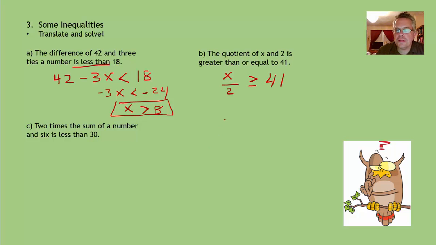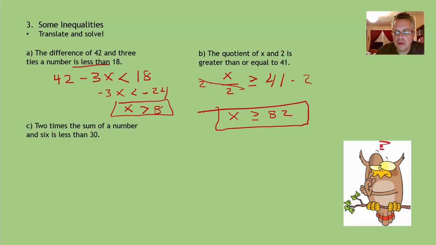Okay, so this is a one-step one. All we got to do is multiply both sides by 2. We have x divided by 2, so we're going to multiply by 2. If I multiply this side by 2 and that side by 2, these cancel, and I get x is greater than or equal to 82. That was short. All right, we're already at our last example.